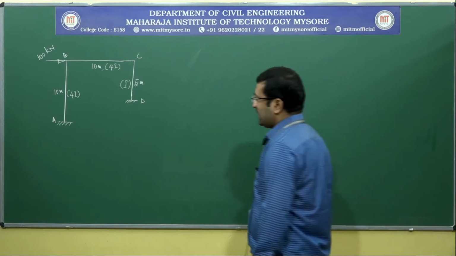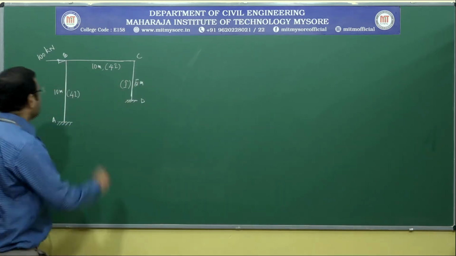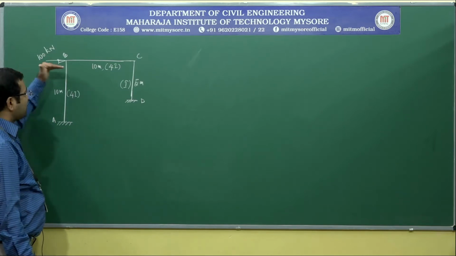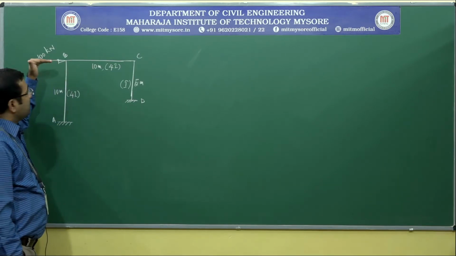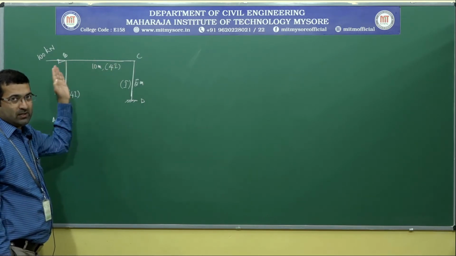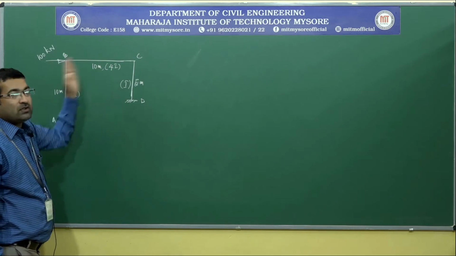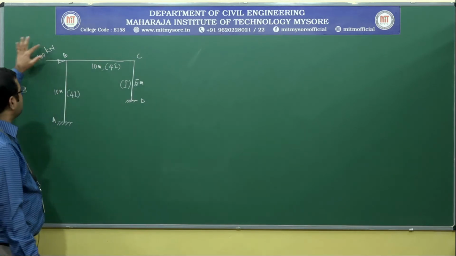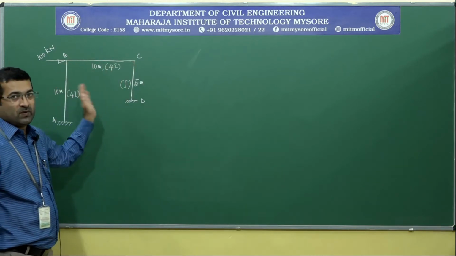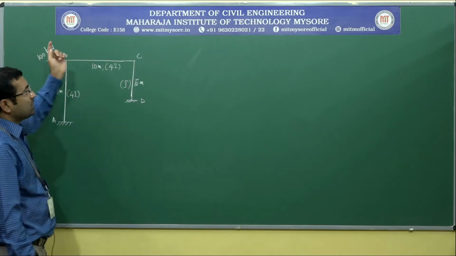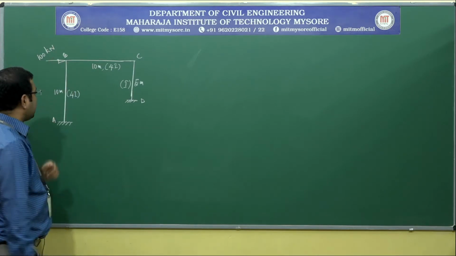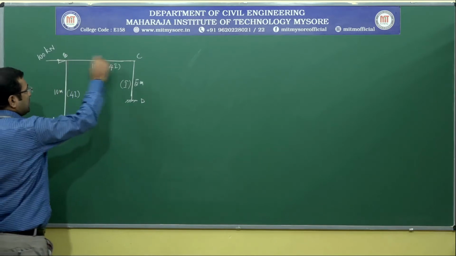Let us see some of the things. You can see here this 100 kilonewton which is acting laterally at the joint B is trying to displace the entire frame in the horizontal direction, that is, it is trying to sway the frame. It means because of this load the entire frame may undergo sway. So because of this reason we need to incorporate the sway. That is the first thing.